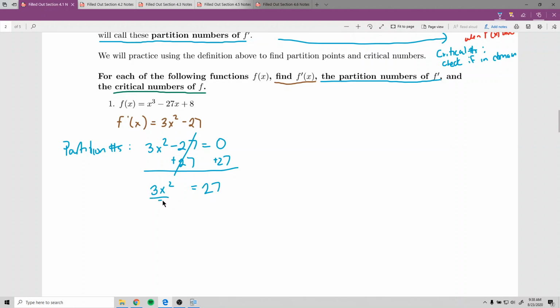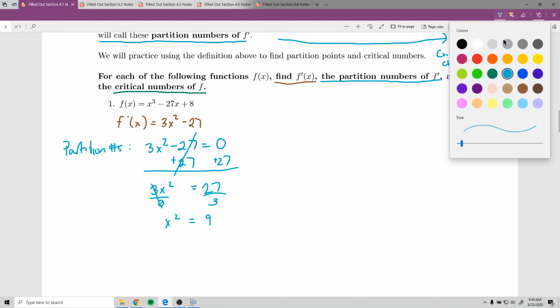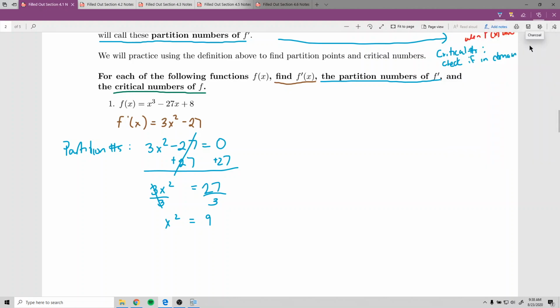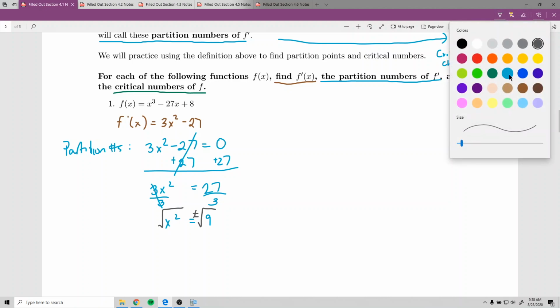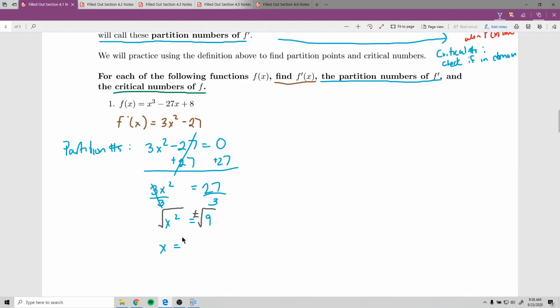Now we divide each side by 3 to get x squared by itself. We get x squared equals 9. And then to go from x squared to x, we do the square root of each side. Don't forget the plus and minus when we do the square root. And we get x equals positive 3 and negative 3. These are the partition numbers.